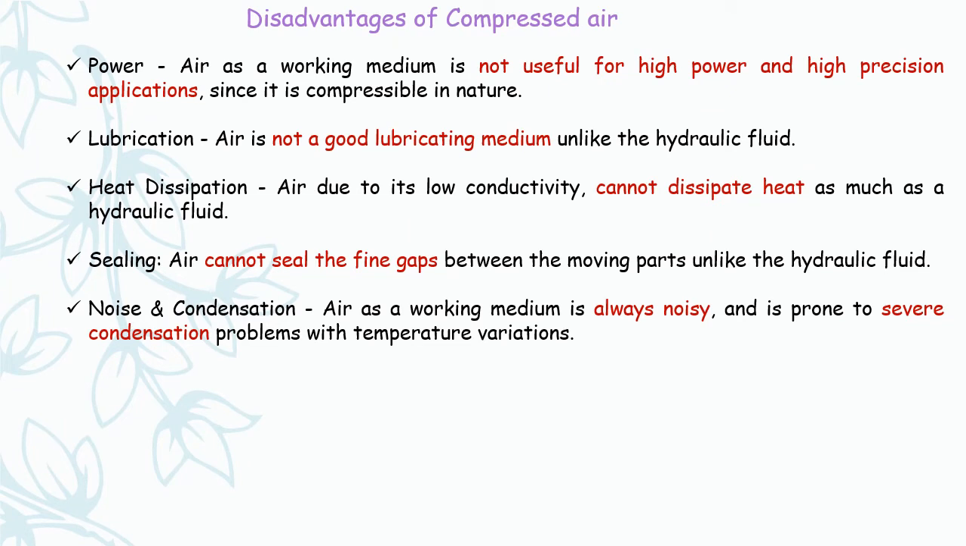So next is disadvantages of compressed air, or disadvantages of pneumatic systems. These are some of the disadvantages of compressed air. First one is power. Air as a working medium is not useful for high power and high precision applications since it is compressible in nature. So since air is compressible in nature, these pneumatic systems cannot be used for high precision and high power applications, which we have discussed during choice of working medium in the previous class.